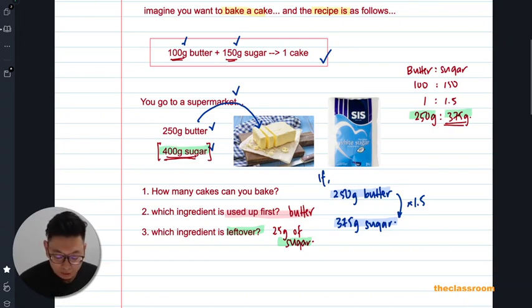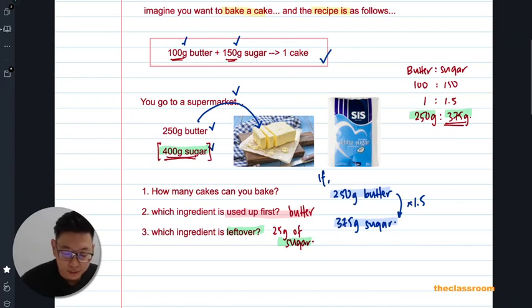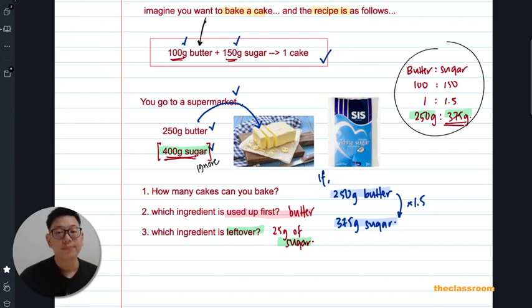But the idea, again, is, number one, just choose one of the numbers. I usually just choose the number that's in front. Ignore the other number. So in this case, we're going to ignore the sugar first and go ahead and do your ratio first. To use up all my 250 grams, I need 375 grams. Now that you know how much is needed, look at how much you have, how much you're given. I have 400, I need 375. I have excess sugar.